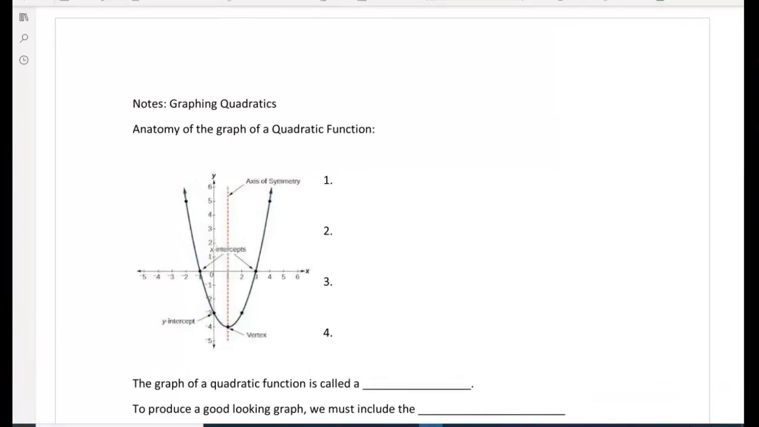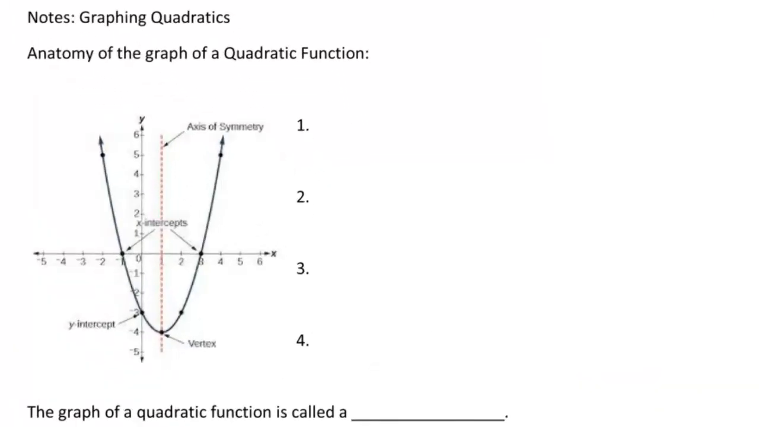First thing we have here is a diagram, or what we call the anatomy of a parabola. Now, a parabola is the name of the graph you get when you graph a quadratic. And I want you to notice the different elements or parts of the graph. First of all, you have the axis of symmetry.